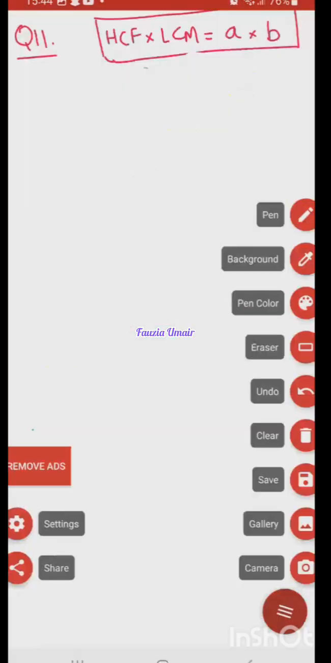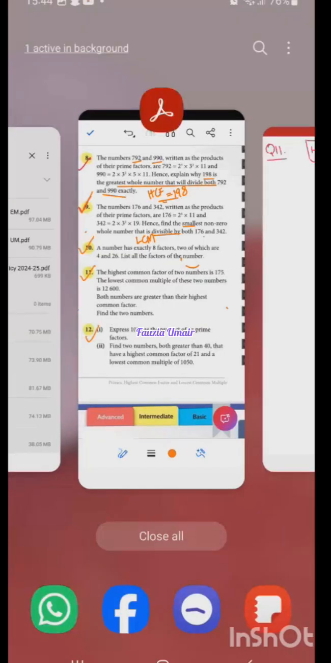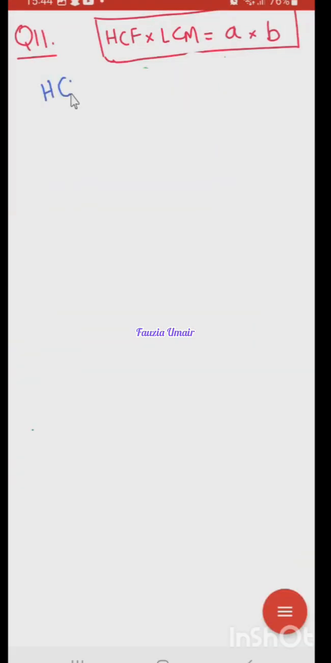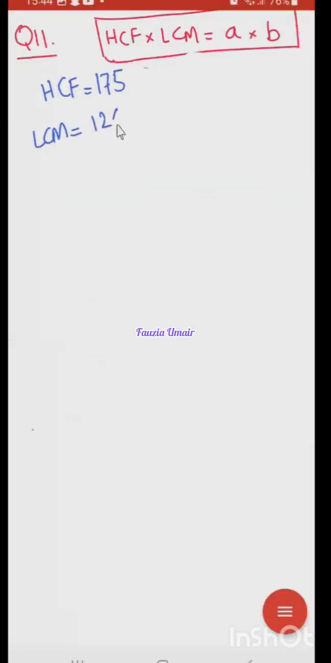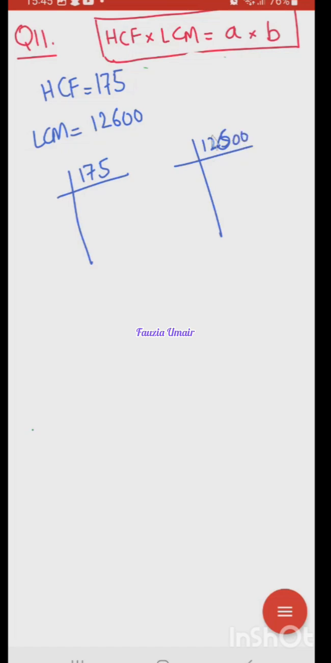ठीक है, now back to the question, they are saying highest common factor is 175 and LCM is 12,600. जो दो numbers हैं वो हमें नहीं पता. सबसे पहले तो आपने इन दोनों की prime factorization करनी है. We need to write them in form of prime numbers. So we will do prime factorization of 175 and prime factorization of 12,600.